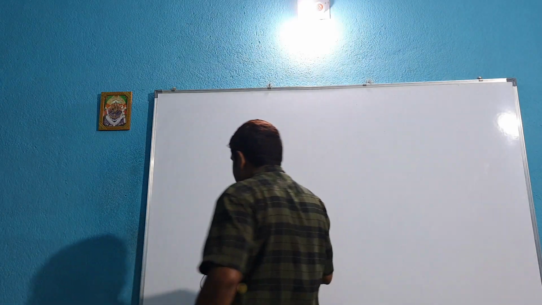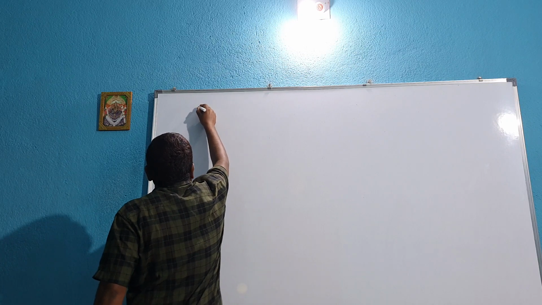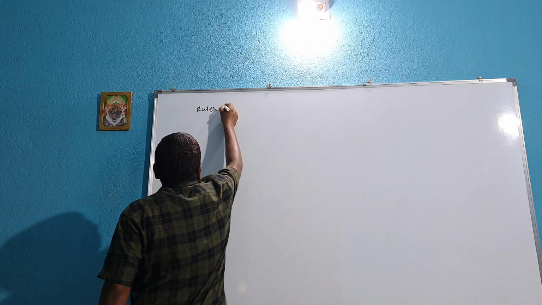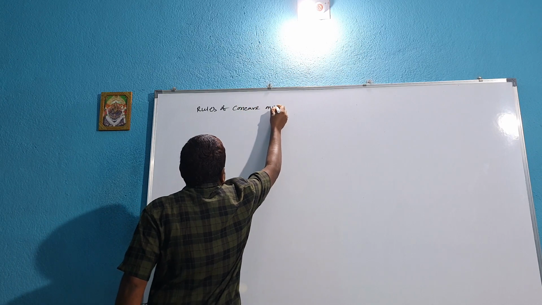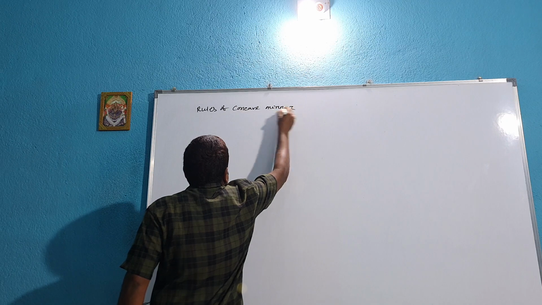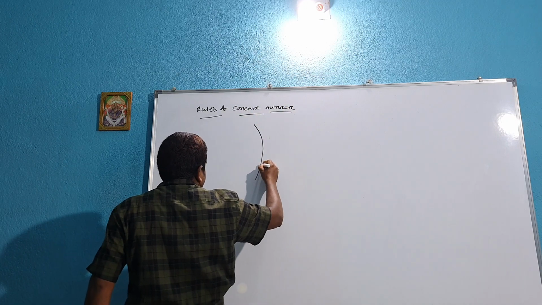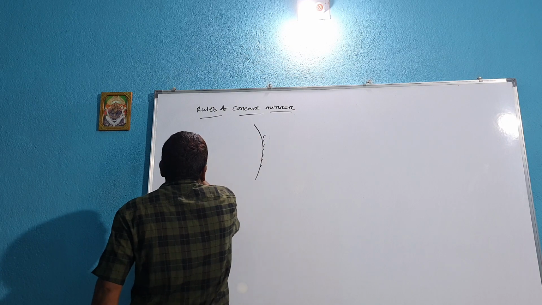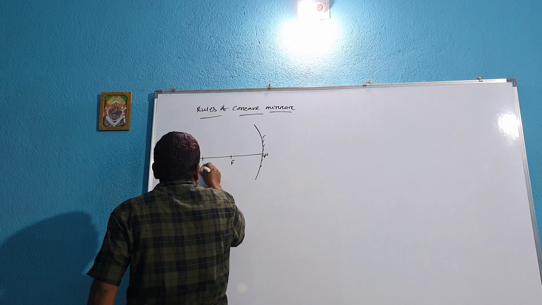Now I discuss about the rules of concave mirror. Concave mirror, some rules are there. This is the concave mirror. This is P, F, C.